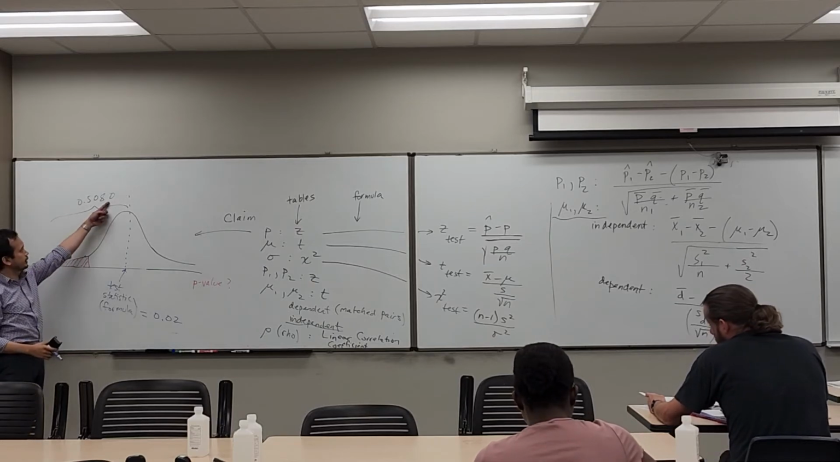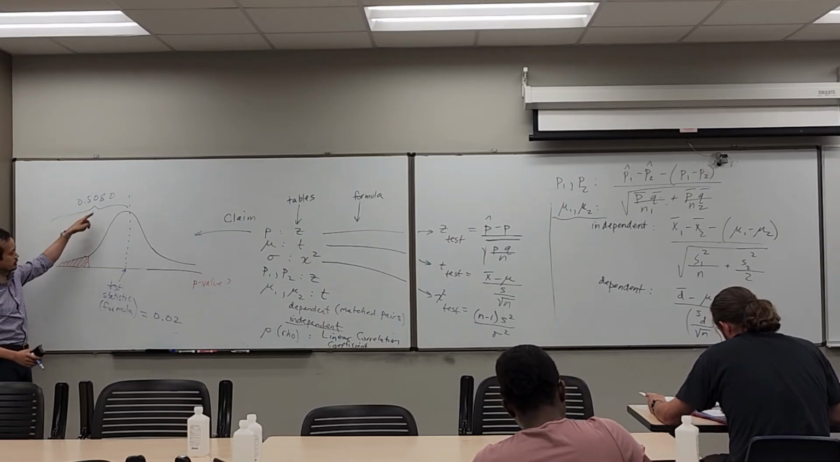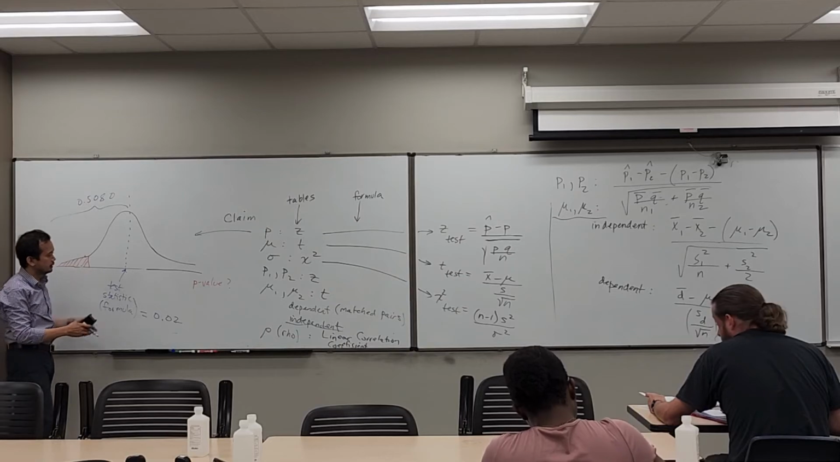And that was step one of hypothesis testing. Step two is to multiply that area by the number of tails. So in this case, you're just multiplying by one, so it doesn't change anything. So the p-value in this case is 0.5080.